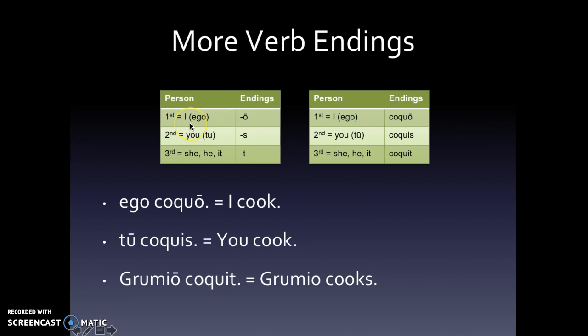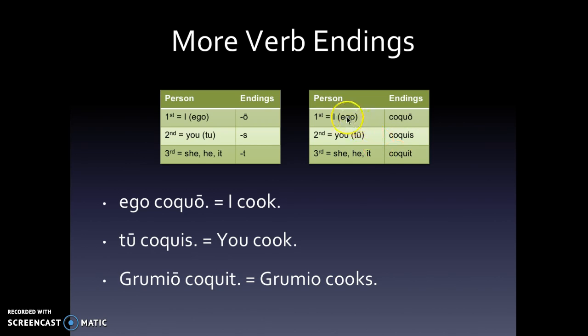I is first person, and in Latin it'll end in an O. You is second person, and in Latin it will end with an S. T, as we've seen, is third person. It'll be she, he, it, or a stated subject. So let's look at an action. Coquo, coquis, coquit. So I cook, you cook, she, he, or it cooks.